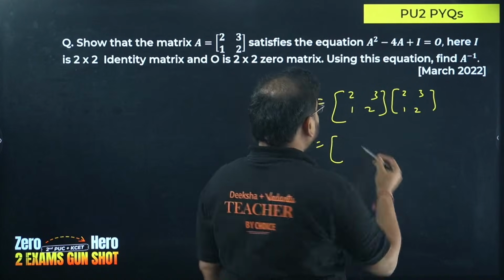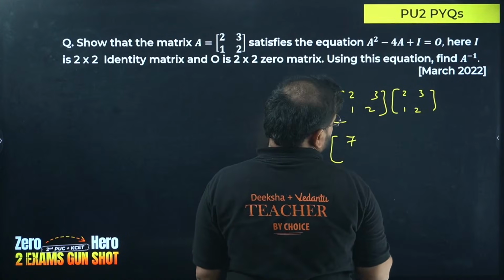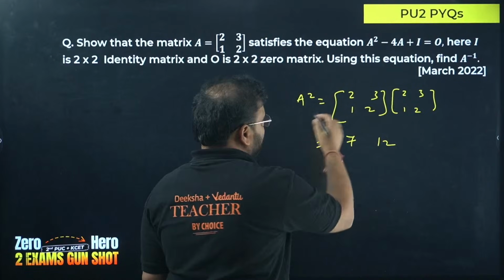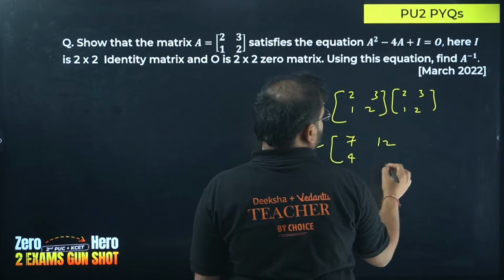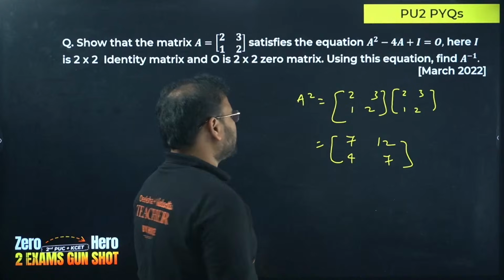Help me find this. 2 into 2 is 4, and plus 3 is 7. 2 into 3 is 6, and plus 6 again, so 12. Am I right? 6 plus 6. Correct. 2 plus 2 is 4, and we have 3 plus 4, which is going to be 7 again. Am I right, guys? Have a look once.